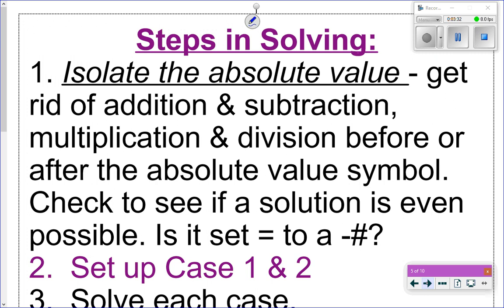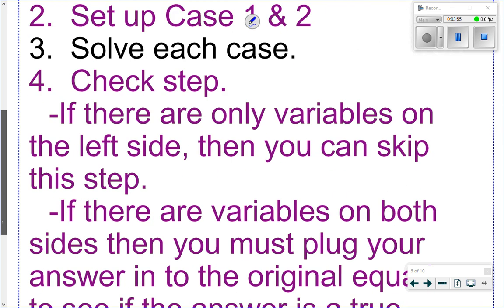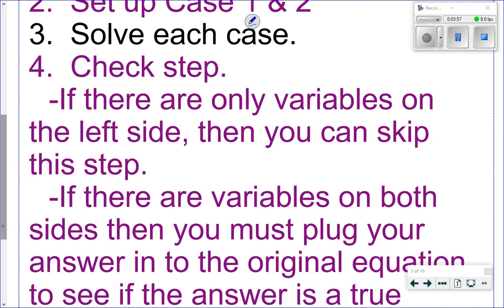Step 2, it says set up case 1 and 2. So just like we talked about on the previous slide, case 1 should look the exact same as the original. Case 2, you should change the signs of the things on the right-hand side. So that's the setup. Step 3 is to solve each case. So we've got to solve the cases separately. We should get two different solutions. Step 4, this is a little bit different. So this is our check step. There's two different parts to this step.